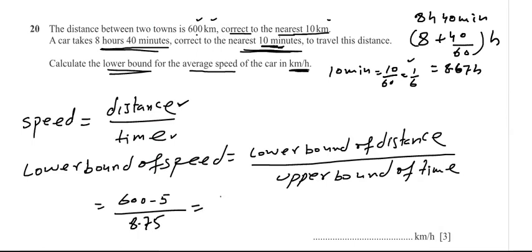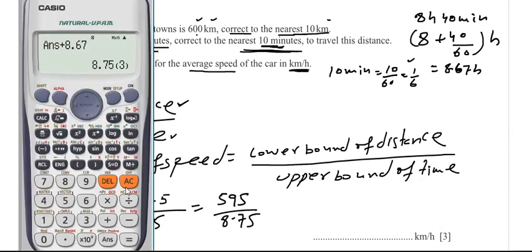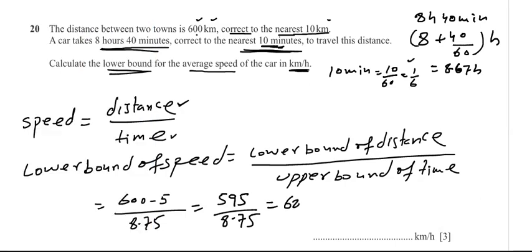Let's calculate 595 over 8.75. So get the value, 595 divided by 8.75. So we'll get 68 kilometers per hour. That is the lower bound of the average speed.